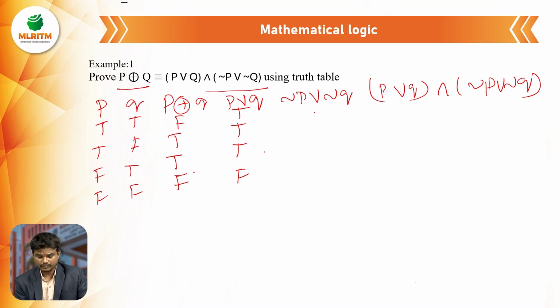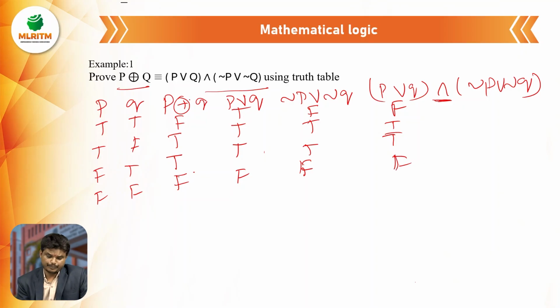So here it is false, true, true, true. Then P or Q and negation P or negation Q. What is the condition here? And means if both the cases are true, it will be true. Remaining cases are false. So false, true, true, false.